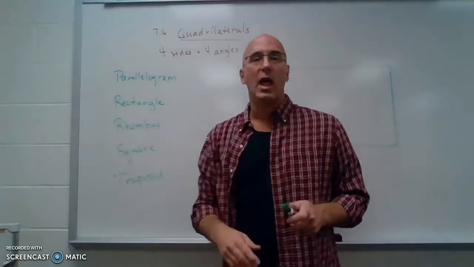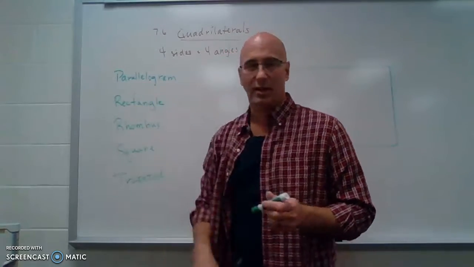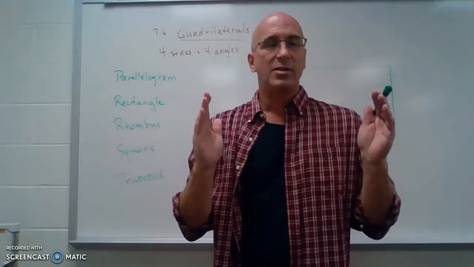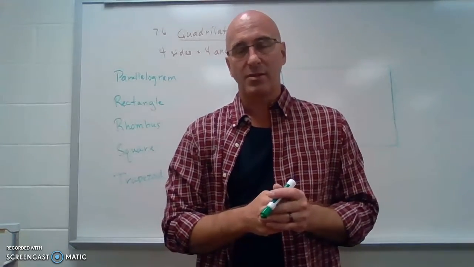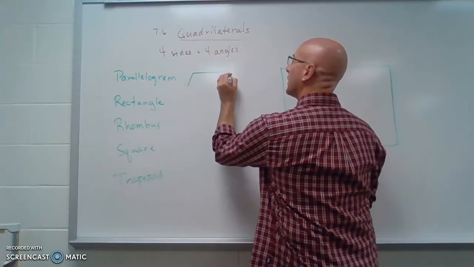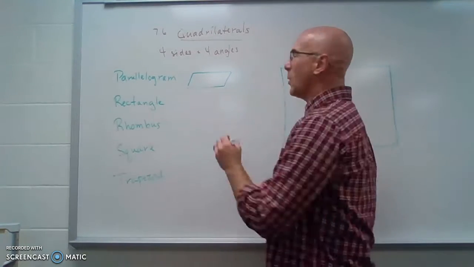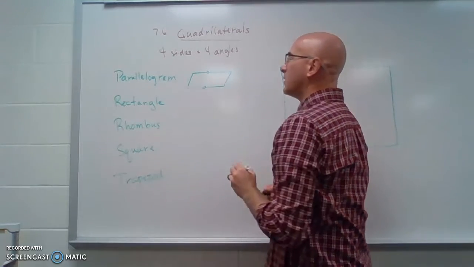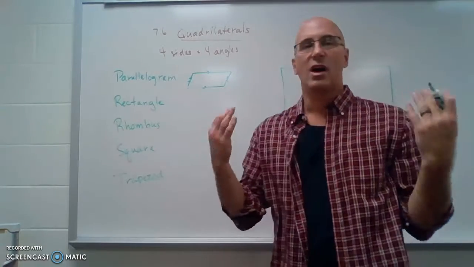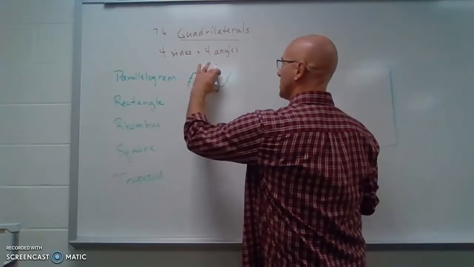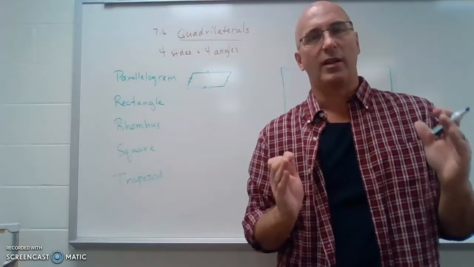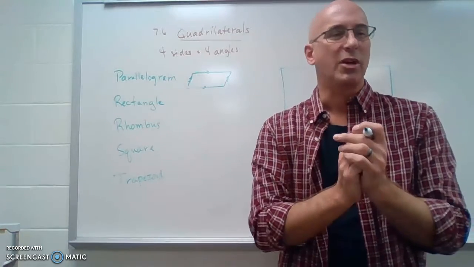A parallelogram has the word parallel in it. It's a quadrilateral, and it has 2 pairs of parallel and congruent sides. Okay, so a parallelogram could look something like this. This side is parallel to that side, and these 2 sides are parallel, and these 2 are congruent, these 2 are congruent. Okay, so 2 sets of parallel sides, and they're congruent to each other.